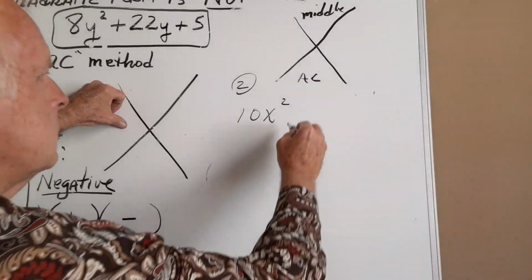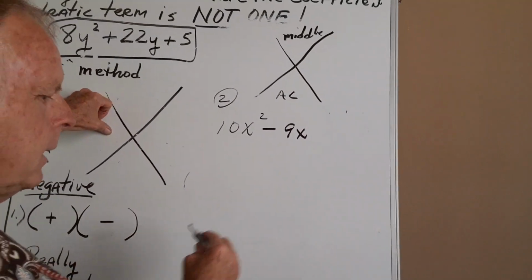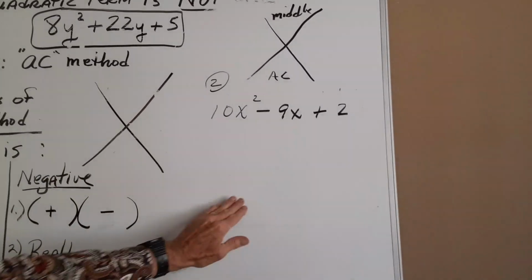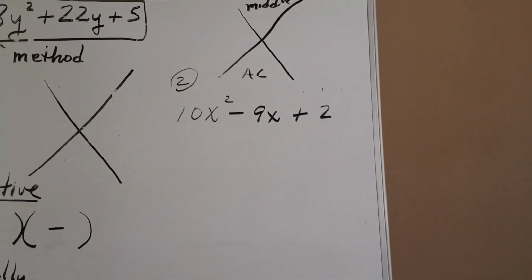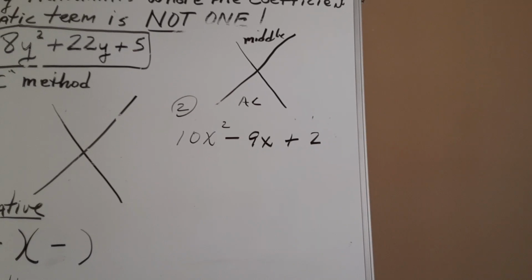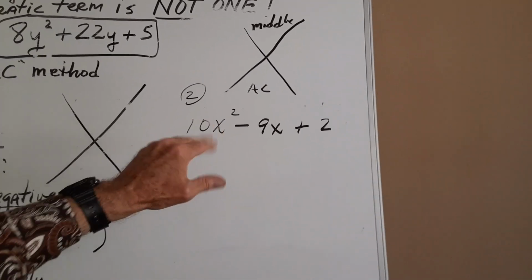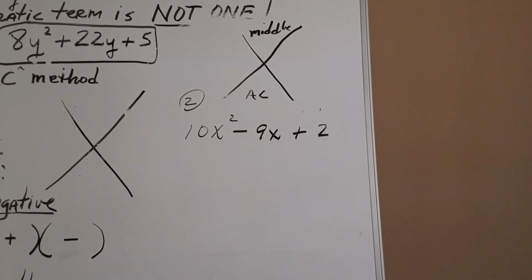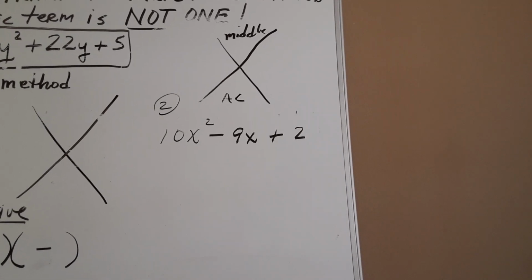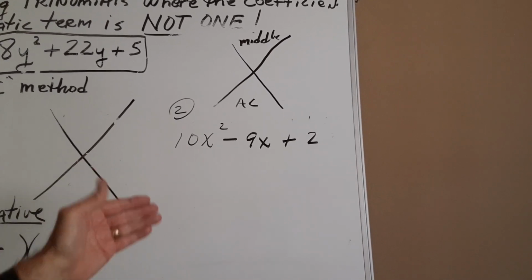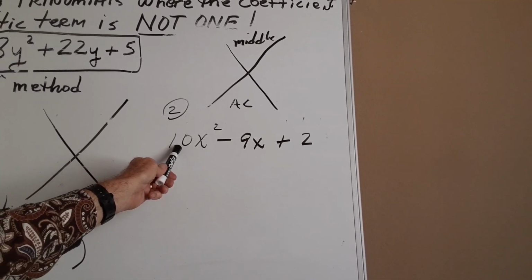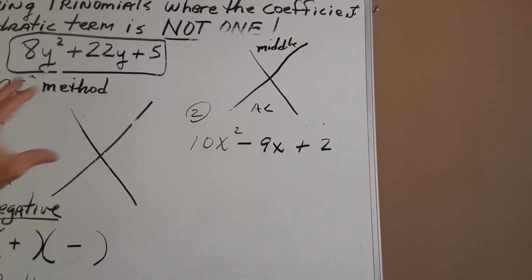10x squared negative 9x plus 2. GCF first. I believe the answer is no. I'm not going to say anything more about it. We've done this GCF stuff. No. Next question, does it have 4 terms? No. Next, is it a trinomial? Yes. Is it AC? Yes, it is AC. Because the coefficient of x squared is not 1, it's 10. So it's AC.